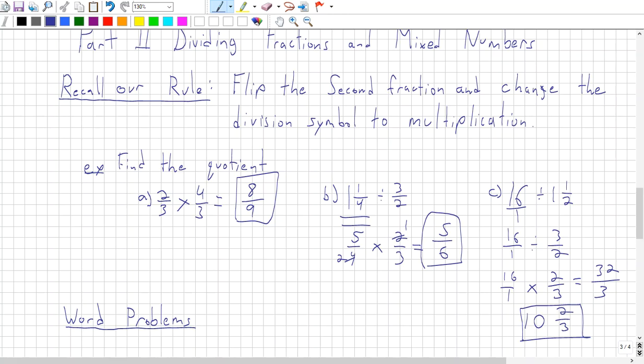There was a lot going on there. I had to put the whole number over 1. I had to flip the second fraction. And after doing the multiplication, I had to then simplify it back into a mixed number, because in this course, we like to convert improper fractions to mixed numbers.